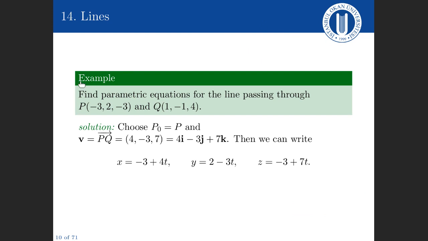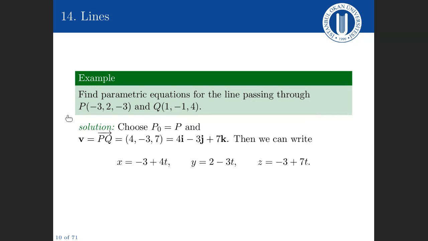Another question. Find parametric equations for the line passing through the point minus 3, 2, minus 3, and the point 1, minus 1, 4. We need a point on the line, and we need a vector which is parallel to the line. For a point on the line, we have two choices. We could either choose P or we could choose Q. Both would give a correct answer.